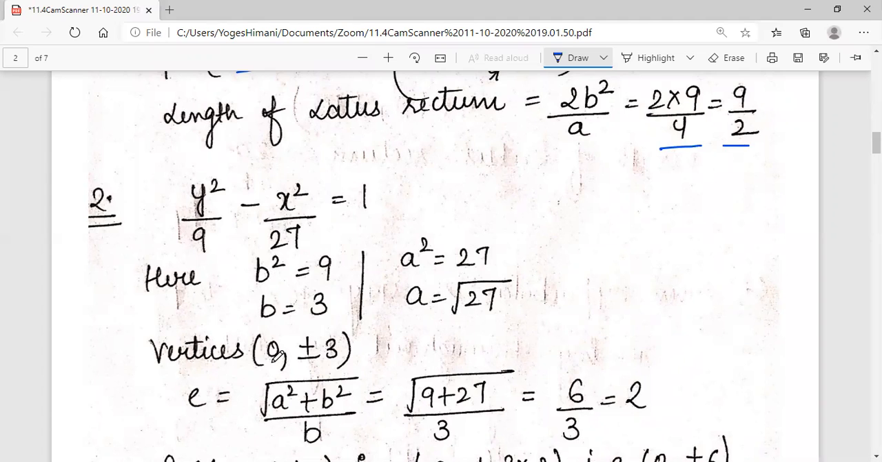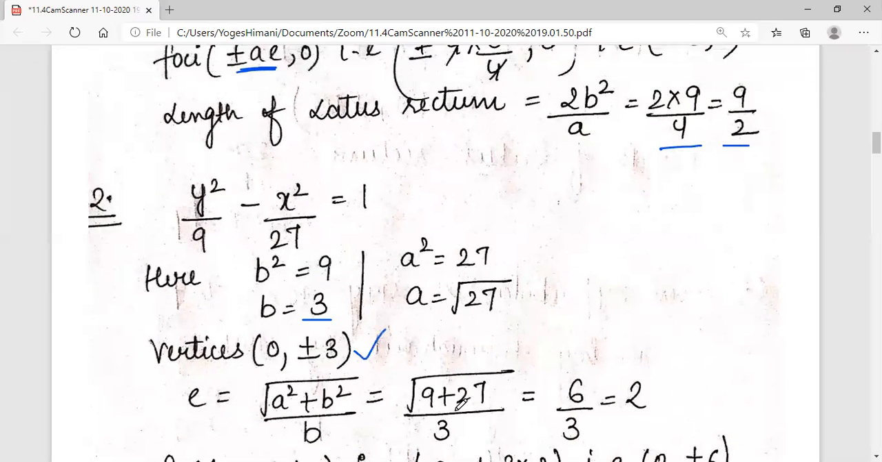What are the vertices? 0 comma plus minus b. What is b here? 3. That's why 0 comma plus minus 3. E eccentricity under root a square plus b square by b. Why b, students? Because our hyperbola is on y axis. 9 plus 27 by 3, 6 by 3 is equal to 2.